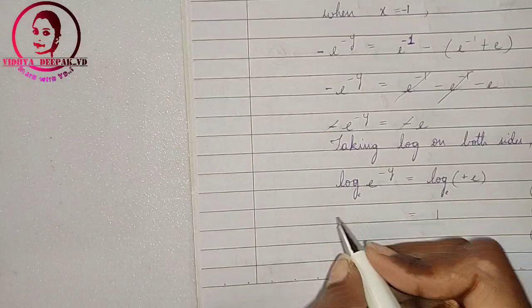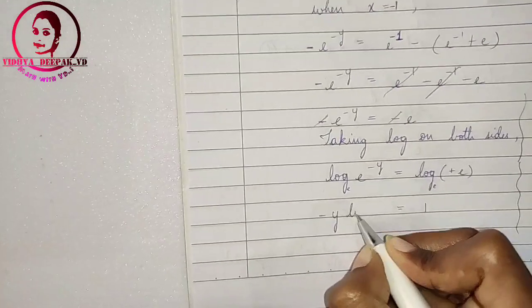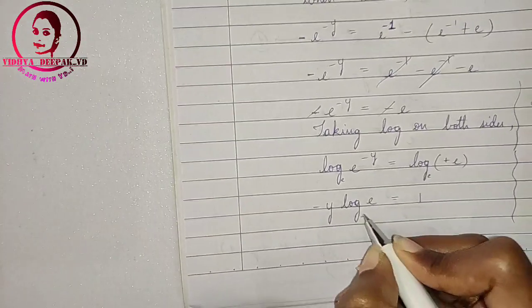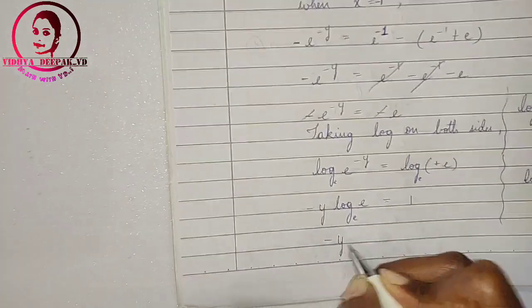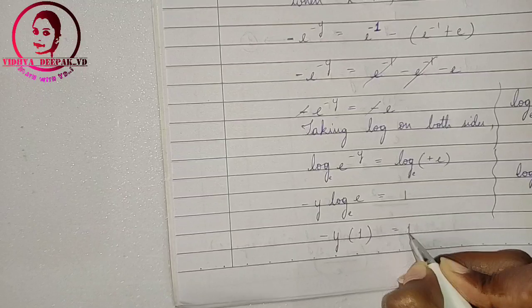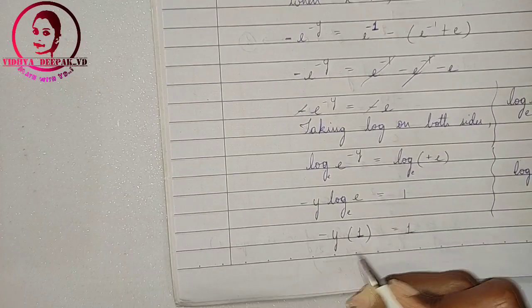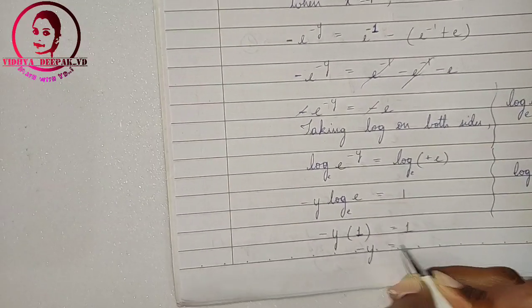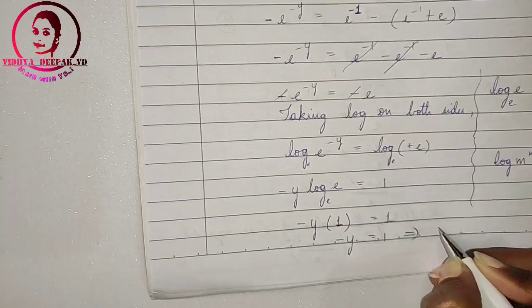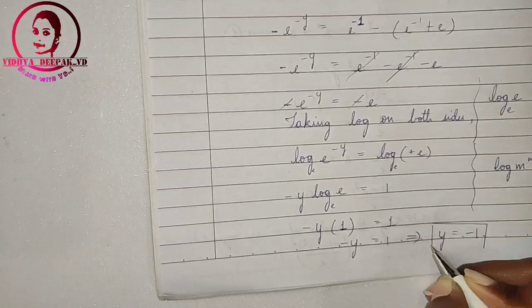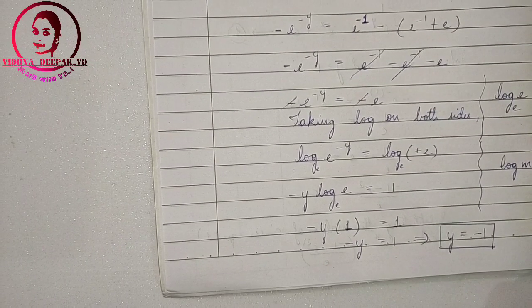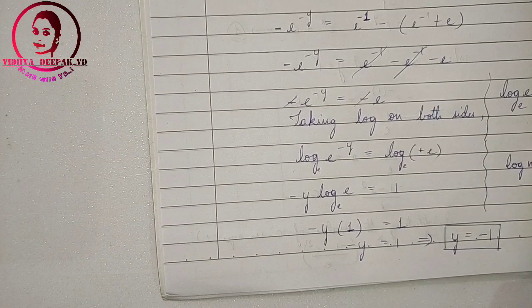That means this can be written as minus y log e. It is base e. Again now we get log e base e, that is nothing but 1. So y into 1 is equal to 1. So this can be written as minus y is equal to 1. That implies what is the y value? y is equal to minus 1, which is our required answer here, because our question was to find the value of y.